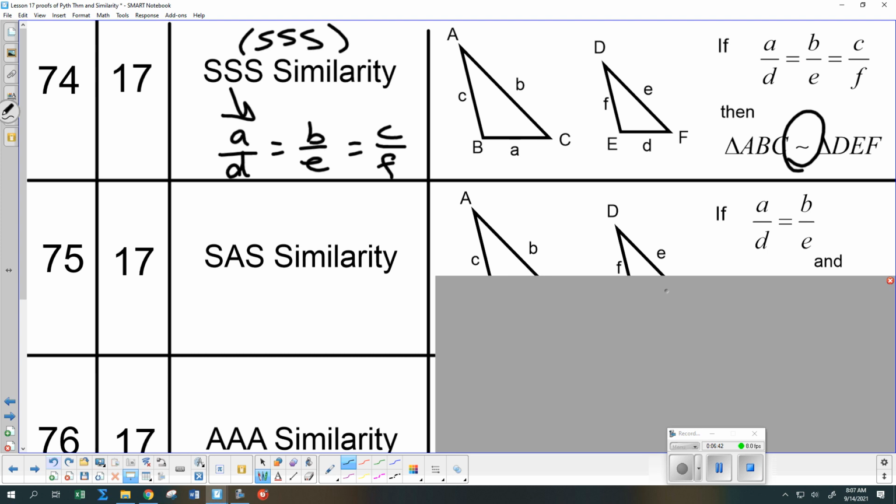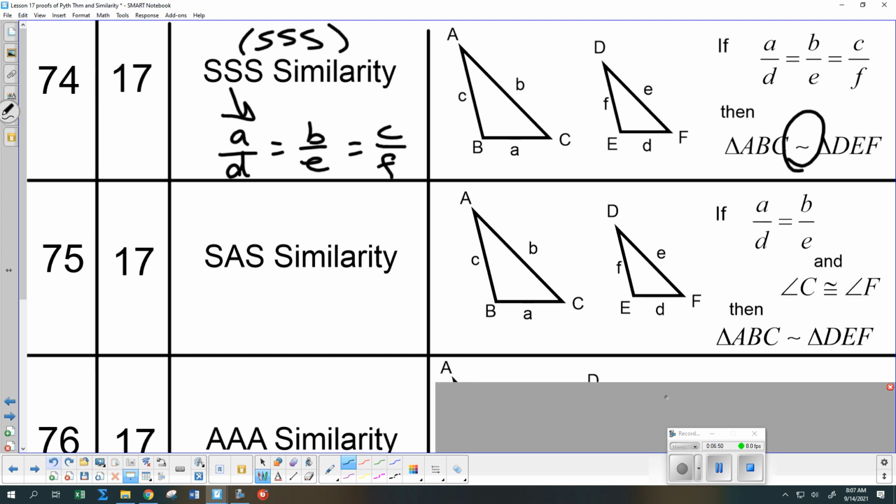What about SAS? Do we have that for congruent triangles? Yes. We also have it for similar triangles, but it's a little bit different again. It means you need to be able to show two sets of sides are in proportion, so A over D equals B over E, and you need to show that the angle between those is congruent.